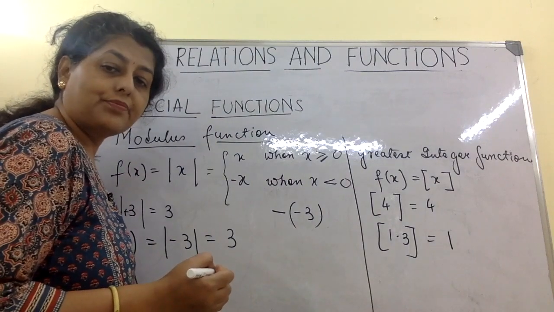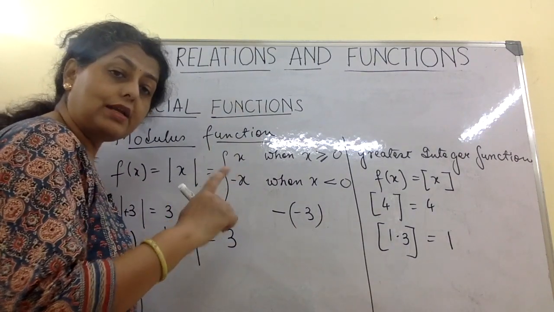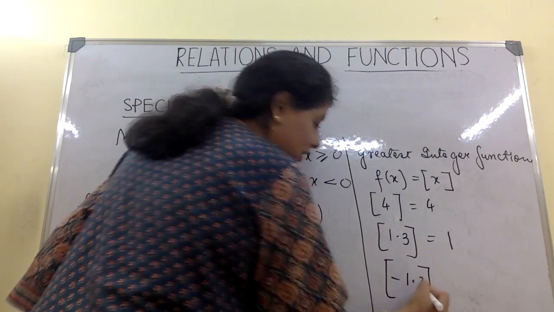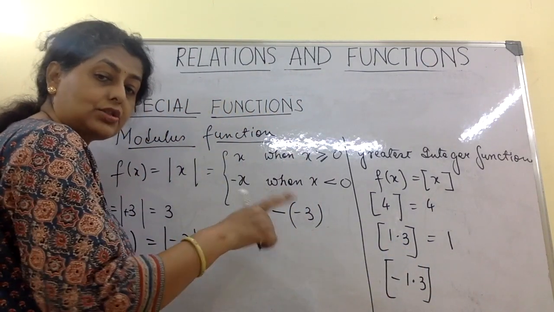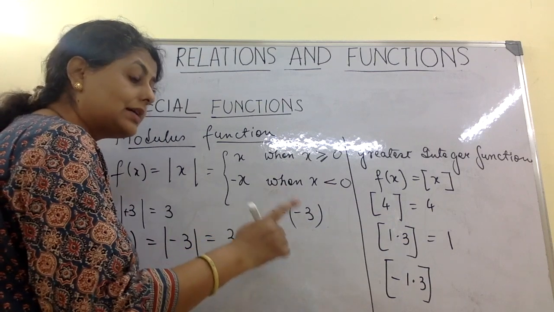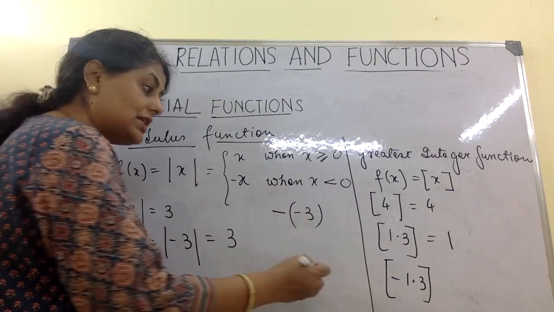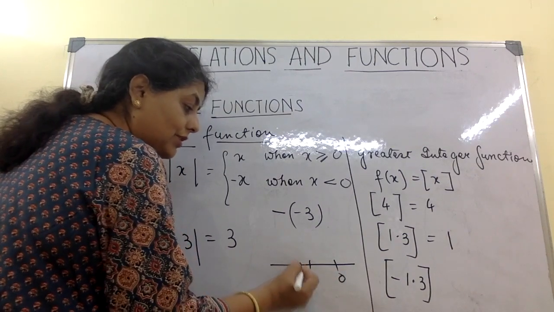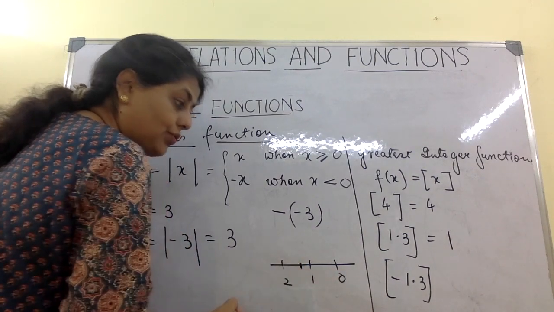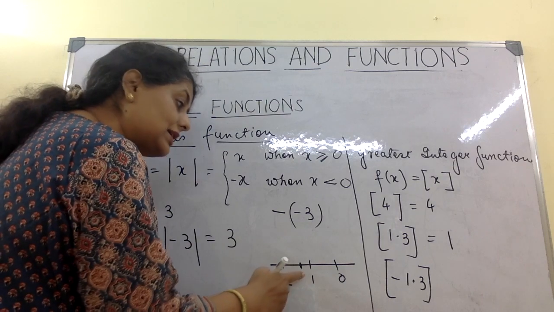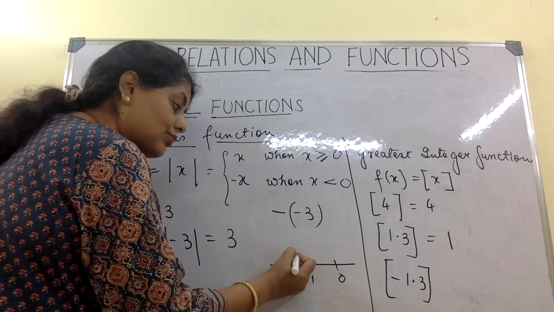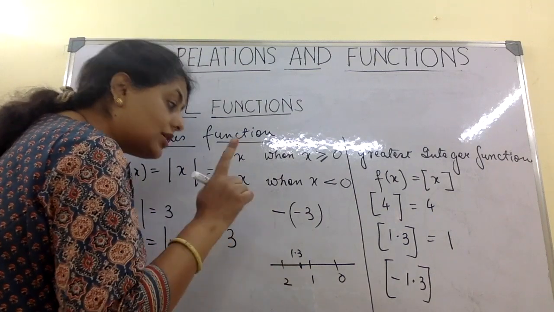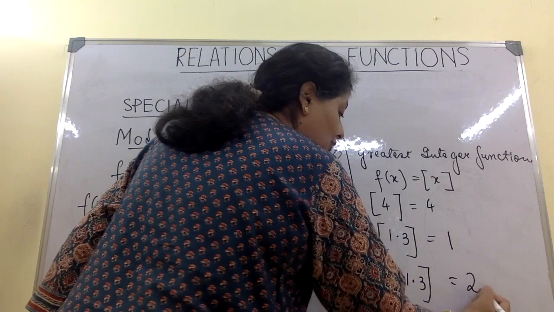The integer which is just less than 1.3 is 1. Let me take one negative number now. This is not an integer clearly, and we want the greatest integer which is just less than this. Let me draw the number line. 0, here is 1, 1.3 will be here, and here I have 2. So for the negative number, the integer just less than it is 2 this time and not 1.